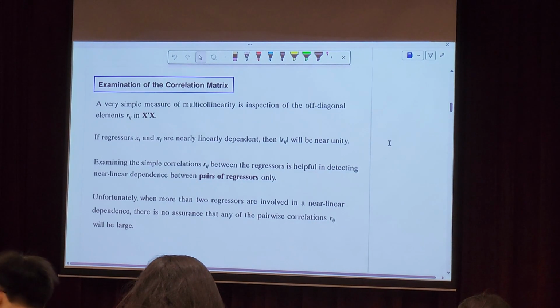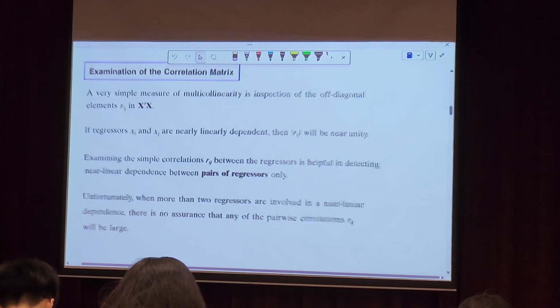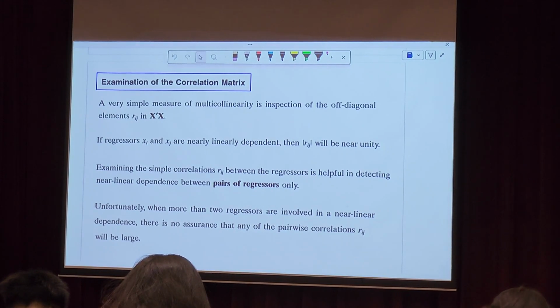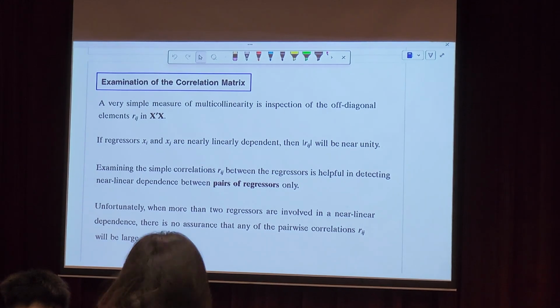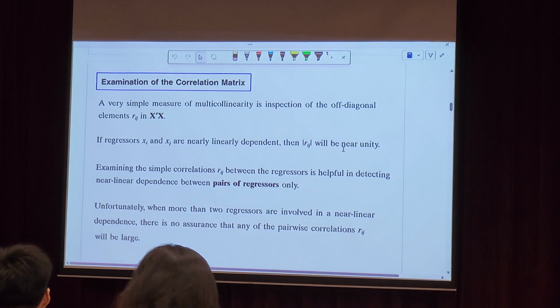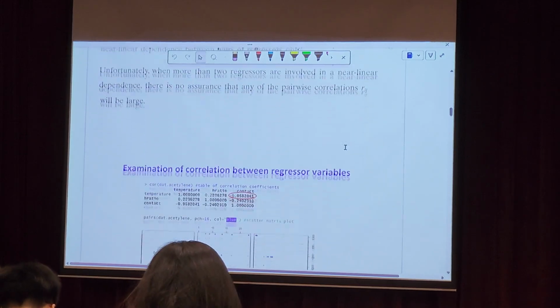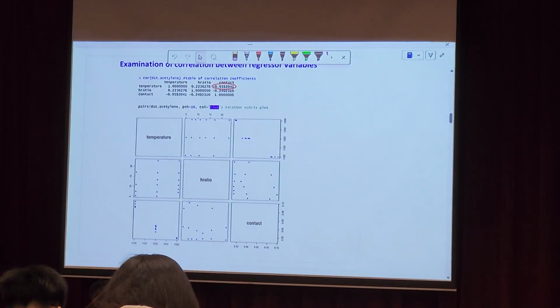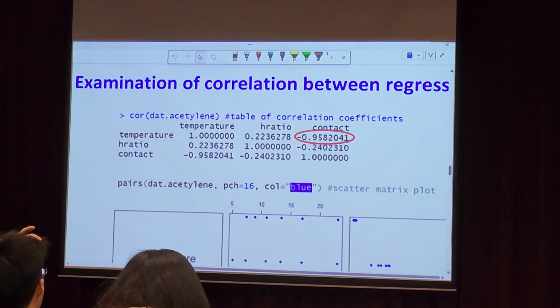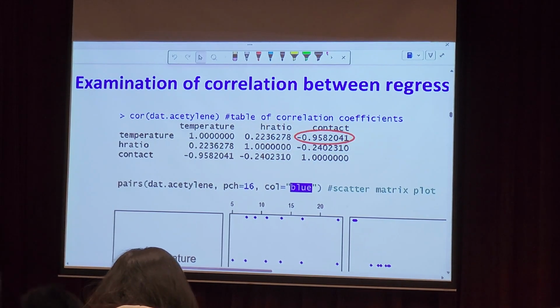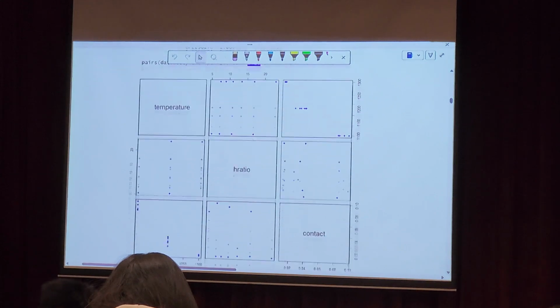So let's see. Now, examination of the correlation matrix is very simple. Just look, see which one is highly correlated. For example, the acetylene data, T and C are highly correlated, negatively. It doesn't matter. So in this example, you have three regressor variables, and you can see that contact and temperature are highly correlated. So it causes problems, as I've demonstrated to you.